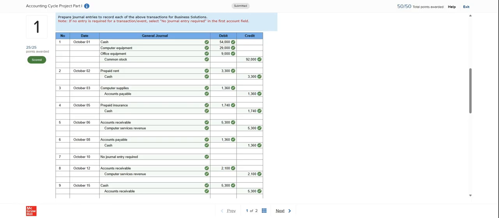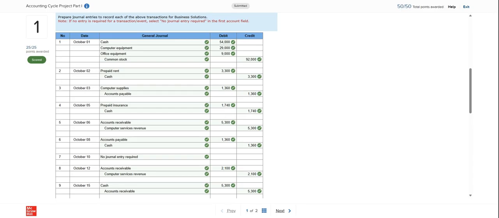Today I am going to go through the accounting cycle project part 1 and describe the journal entries, why I made certain calculations, the purpose of adjusting entries, financial statements, closing entries, and then the post-closing trial balance.